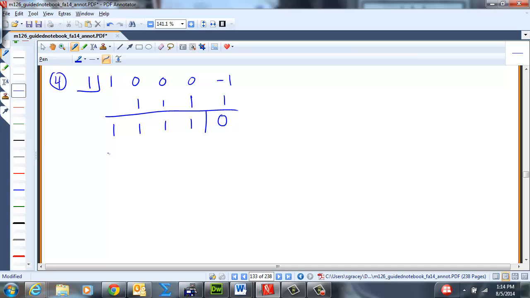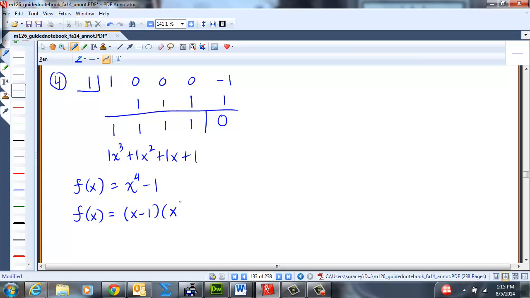Remember that this is 1x cubed plus 1x squared plus 1x plus 1. What we have found out is that f of x equals x to the 4th minus 1 can be rewritten as x minus 1 times all this other stuff, x cubed plus x squared plus x plus 1.